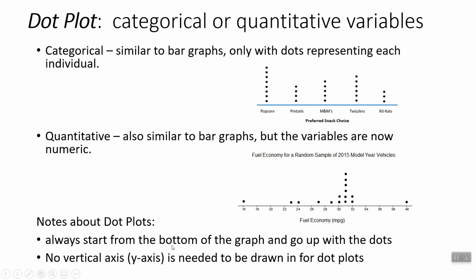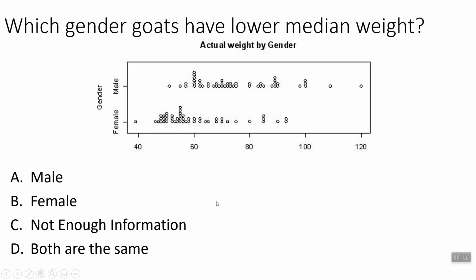All right, so we always start from the bottom and go up. So the dots don't start floating up here in space. They start at 20 and then slowly go up. And we almost never label the vertical axis on a dot plot. We just count the number of dots up. We don't have to have an axis going up and down to tell us.